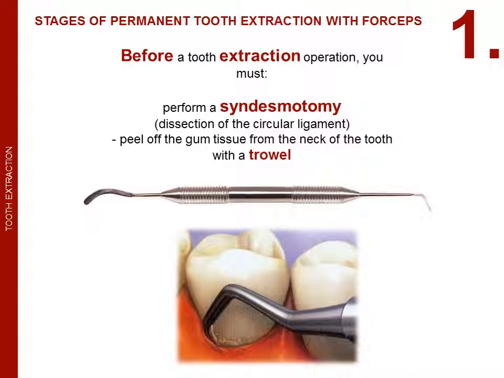Stages of the tooth extraction with forceps. Before a tooth extraction operation, you must perform a syndesmotomy. It means you dissect the circular ligament of the tooth. Peel the gum tissue from the neck of the tooth with a sickle-shaped elevator.